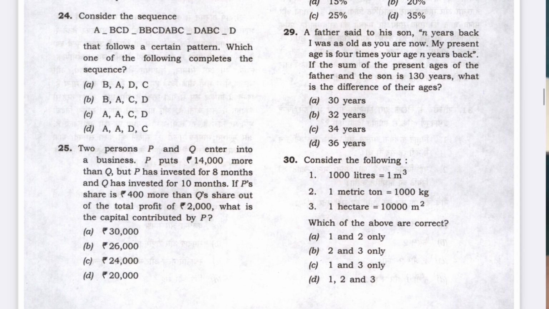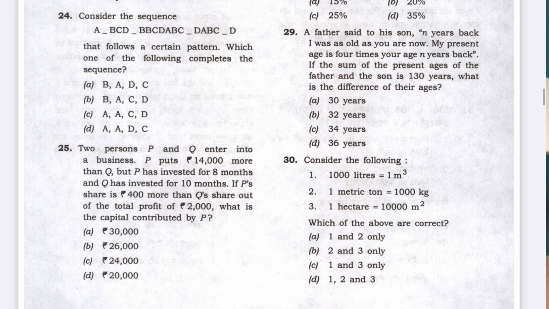So let me just forget about the time wasted and move on to the next question. 25th. 2 persons P and Q enter into a business. P puts 14,000 more than Q, but P has invested for 8 months, Q has invested for 10 months. If P's share is 400 more than Q's share out of total profit of 2,000, what is the capital contributed by P?